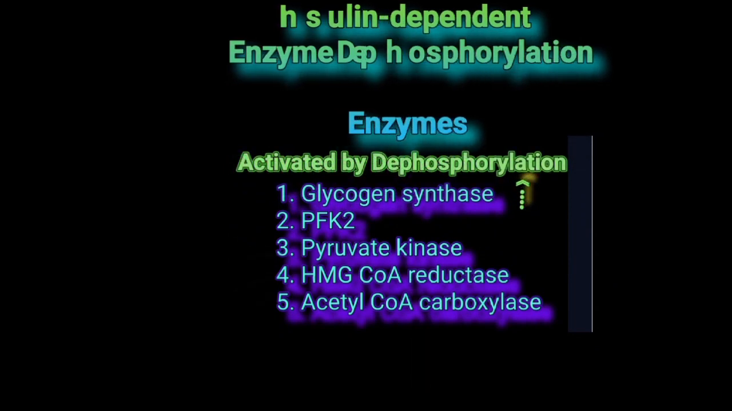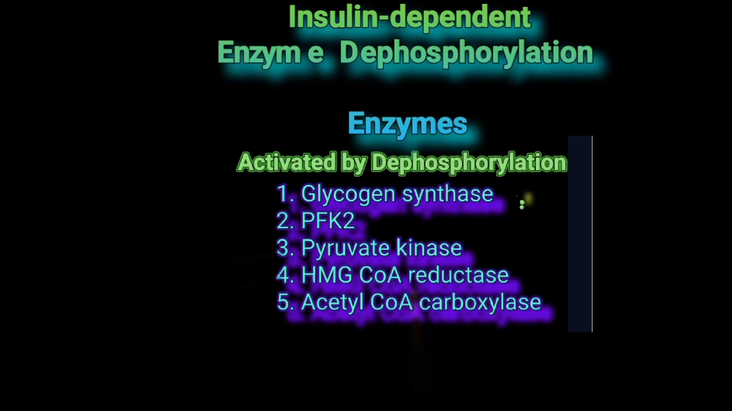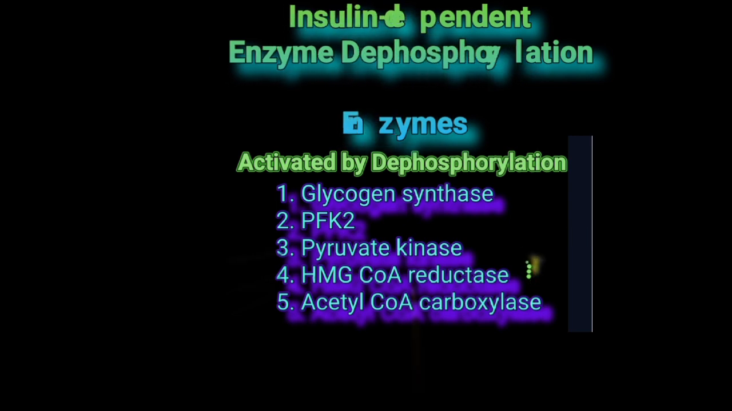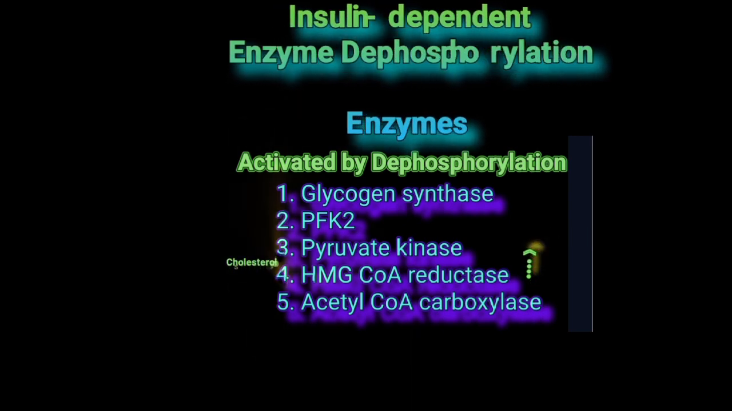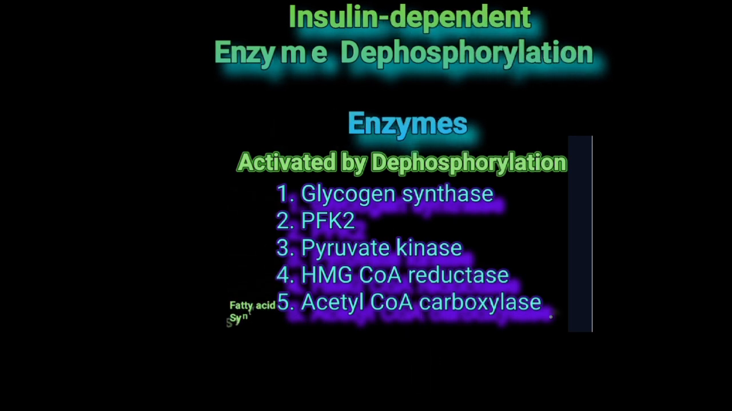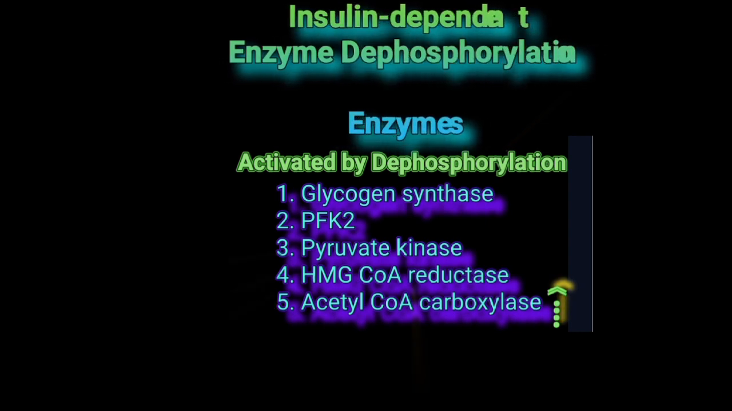Dephosphorylation of glycogen synthase activates the enzyme and increases glycogenesis. Dephosphorylation of PFK2 and pyruvate kinase will activate glycolysis. Dephosphorylation of HMG-CoA reductase, the rate-limiting enzyme in cholesterol biosynthesis, will activate cholesterol synthesis. And dephosphorylation of acetyl-CoA carboxylase will activate fatty acid synthesis in the liver as well.